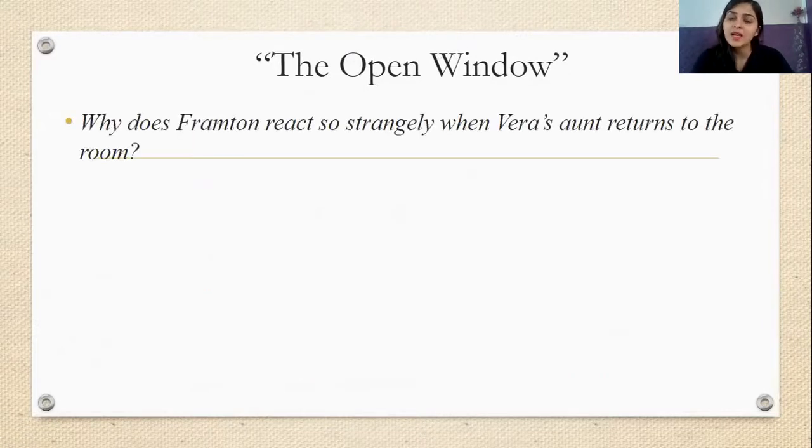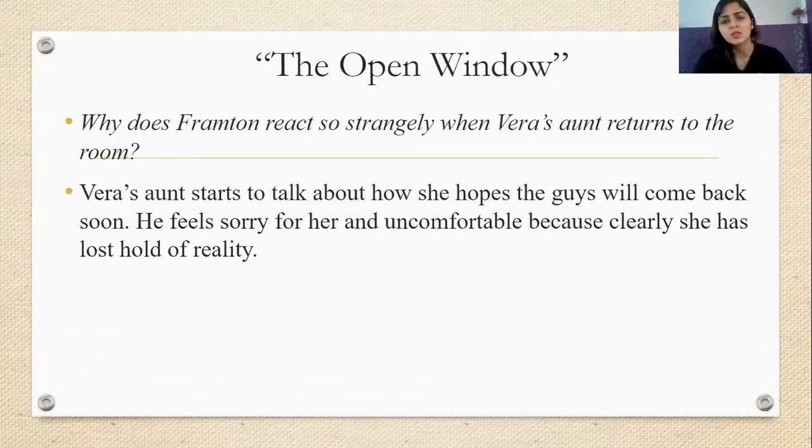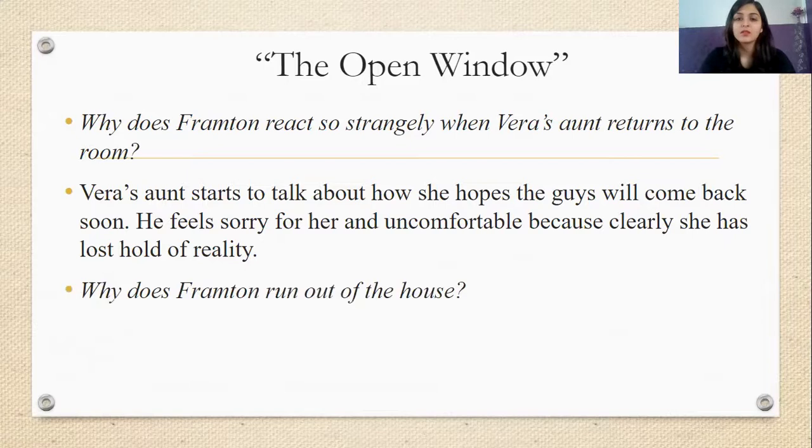Why does Frampton react so strangely when Vera's aunt returns to the room? Vera's aunt starts talking about how she hopes the guys will come back soon. That means her husband and all will come back very soon. Now he feels very sorry and starts feeling uncomfortable, because Frampton thinks that her husband is dead and she's going on talking about him. Maybe she is not well and is even suffering from some anxiety, and that is the reason he tries to change the topic.